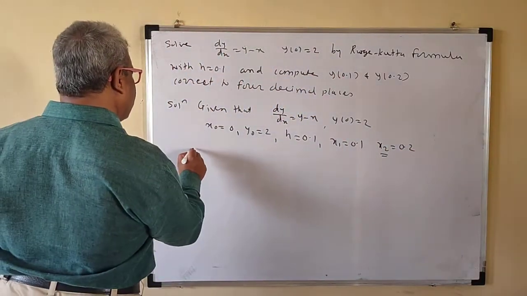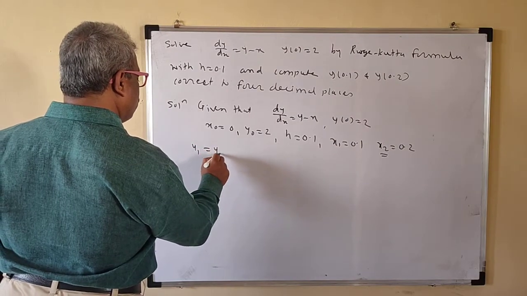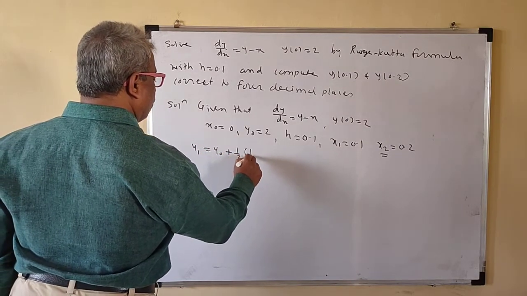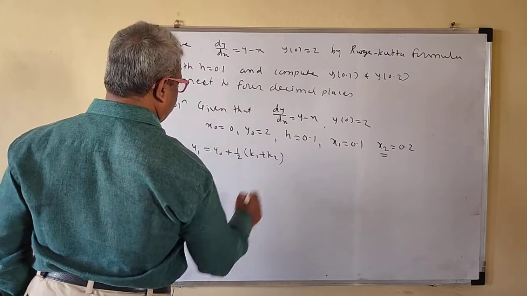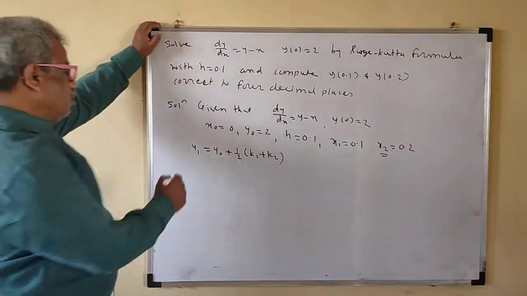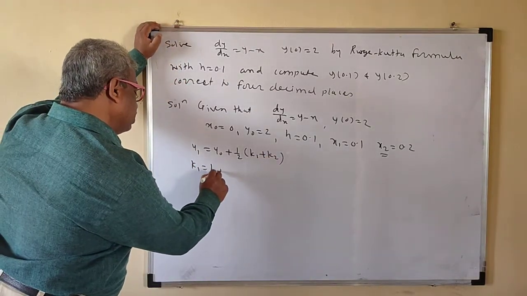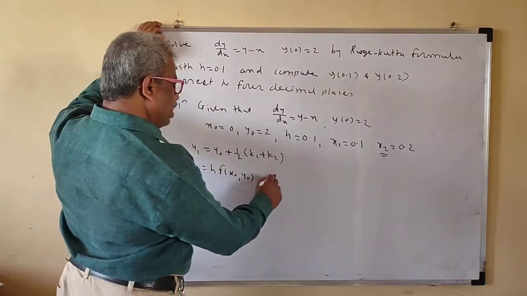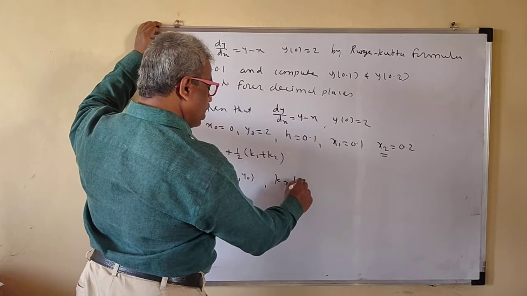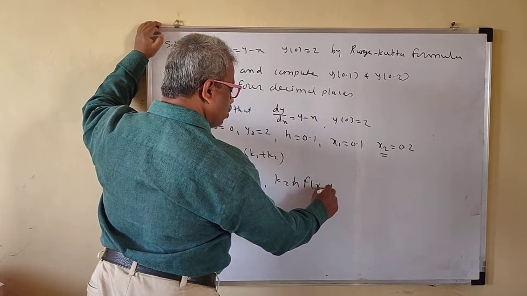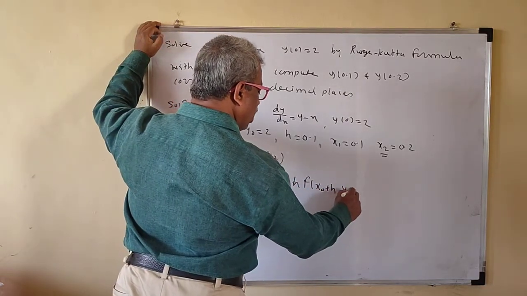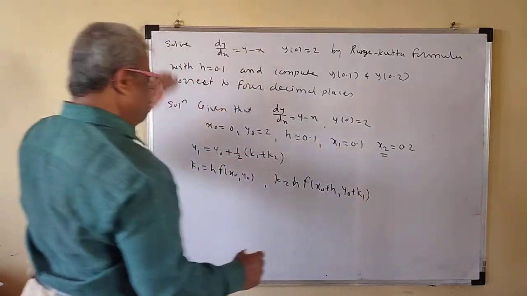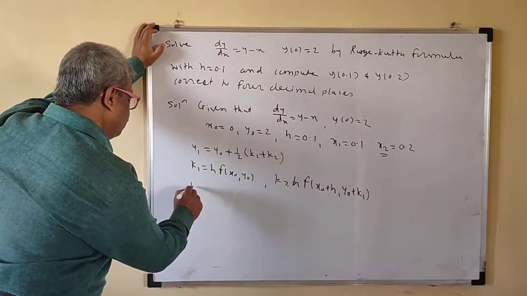So we write the formula for y1 is equal to y naught plus 1 half of (k1 plus k2). This is the formula. Your k1 is h f of (x naught, y naught), and k2 is h f of (x naught plus h, y naught plus k1). So we find k1 now.